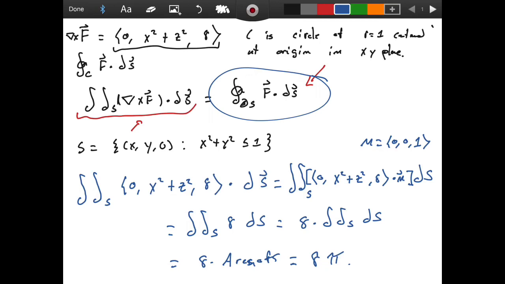So this is how we do this problem. One step was having to determine what the surface was. We're given the curve, and now we have to figure out what the surface is. And in the next video, we will do a similar problem.